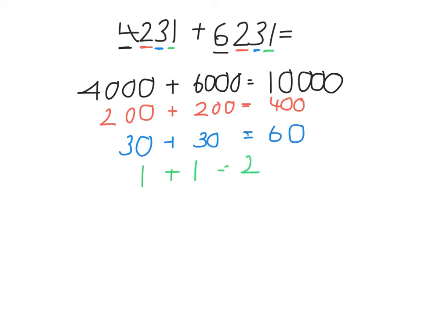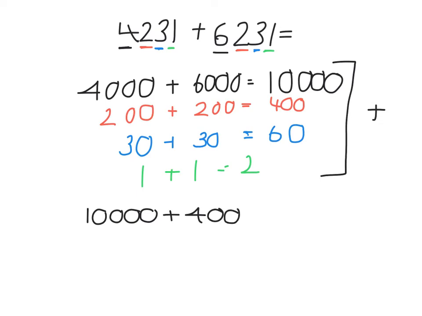Now what I need to do is I need to add all 4 of these numbers together. So I need to add 10,000 plus 400 plus 60 plus 2. And my answer is going to be 10,462.